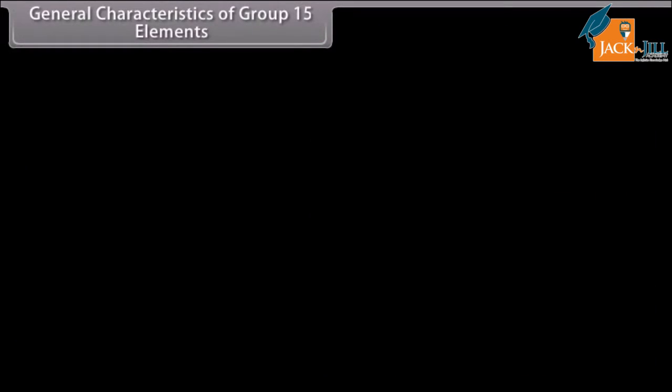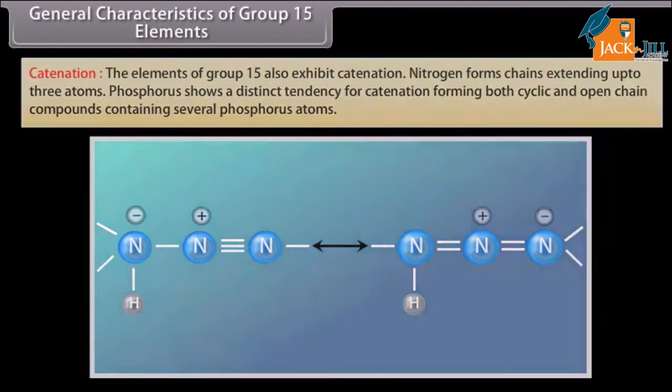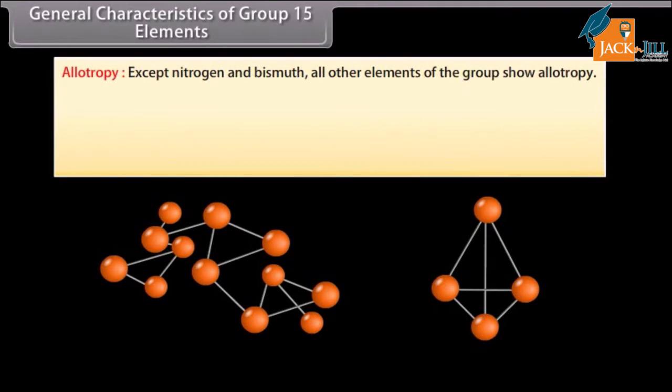General characteristics of group 15 elements. Catenation. The elements of group 15 also exhibit catenation. Nitrogen forms chains extending up to 3 atoms. Phosphorus shows a distinct tendency for catenation, forming both cyclic and open-chain compounds containing several phosphorus atoms. Allotropy. Except nitrogen and bismuth, all other elements of the group show allotropy.